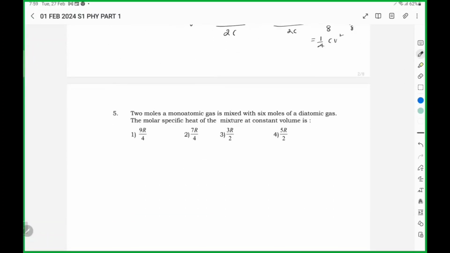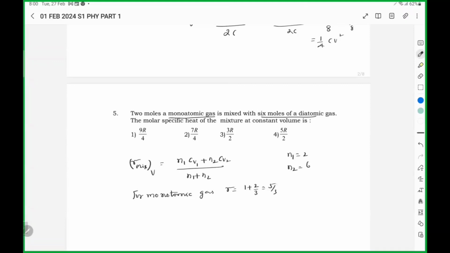Here 2 moles of monatomic gas is mixed with 6 moles of diatomic gas. Gamma of the mixture at constant volume is (N1 CV1 plus N2 CV2) by (N1 plus N2). Given 2 moles of monatomic gas, 6 moles of diatomic gas. For monatomic gas, degrees of freedom 3, gamma will be 1 plus 2 by 3, that is 5 by 3. For diatomic gas, gamma is 1 plus 2 by 5 degrees of freedom, 7 by 5.